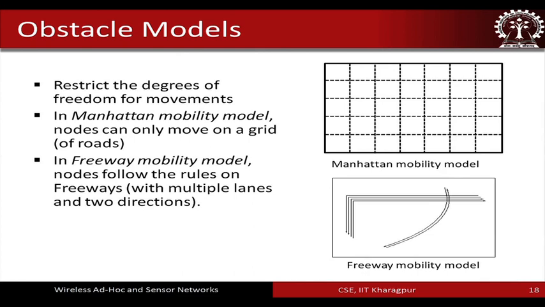The bottom figure shows the freeway mobility model, where the nodes follow the rules on freeways with multiple lanes and two directions, and that is also quite visible here. If you look carefully, we have these freeways running in two completely opposite directions, and the mobility of the nodes is carried out using this kind of mobility model. In both directions the nodes can move.